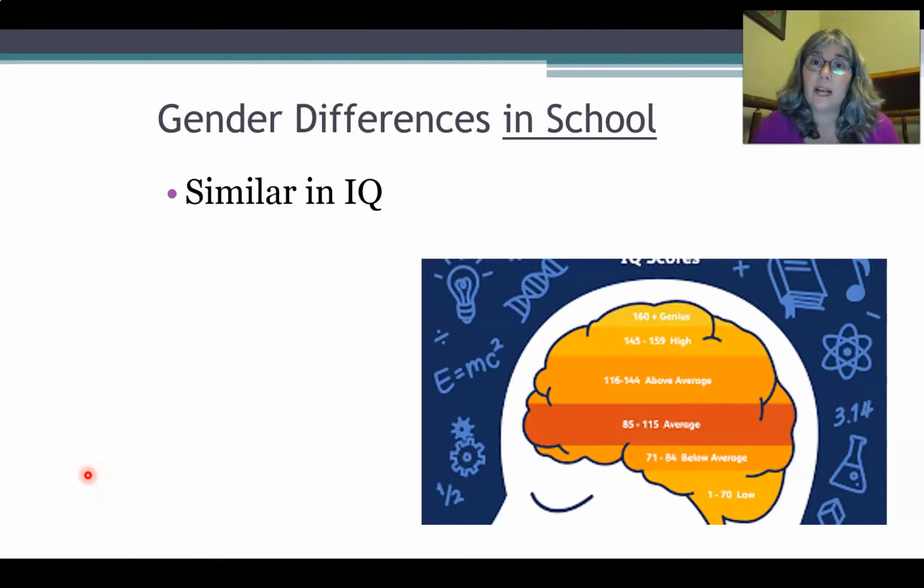So I'd like to start out by pointing out that research studies show that males and females tend to be similar in IQ. So IQ stands for intelligence quotient. It is a measure of your general intelligence, which includes things like your ability to problem solve, your potential for reasoning. IQ is a very interesting field, but regardless, males and females tend to be similar in general IQ.